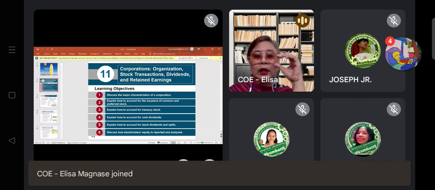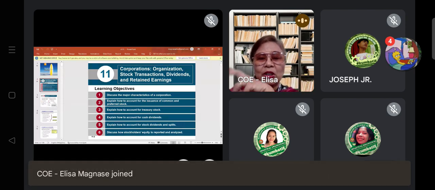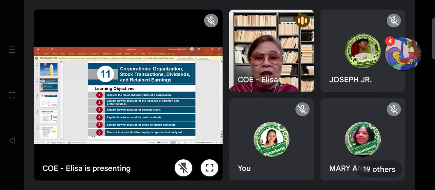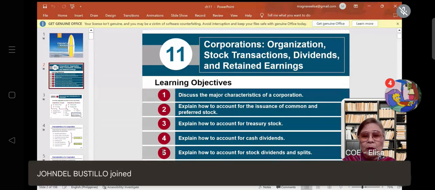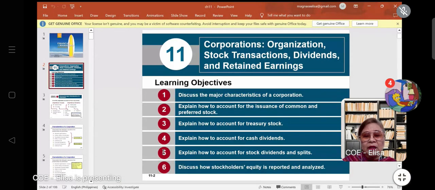So this will be our objectives: major characteristics of a corporation, and then explain how to account the issuance of common stock. Simple ko lang na to. Let's just go through this quickly, 2, 3, 4, and 5, and then 6. So ang importante nato here is you will be introduced to these terms, and I'm sure you are already familiar with some of these terms when you were going through the terminal output preparation this week. So na-encounter na ninyo ning mga words.